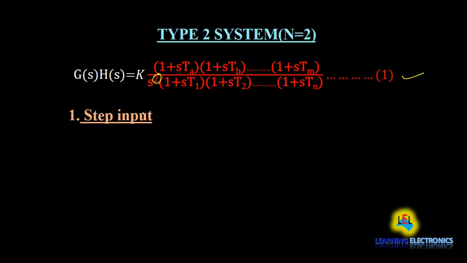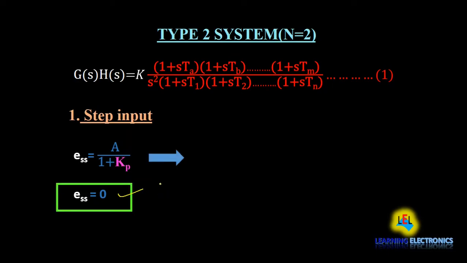First we apply step input, then the positional error coefficient will control the error. When we put this value of G(s)H(s) here, we will get Kp is equal to infinite, and the steady state error is equal to A upon 1 plus Kp. So when we put the value of Kp here, we'll get steady state error is equal to 0. When we apply step input to the type 2 system, the steady state error is negligibly small.